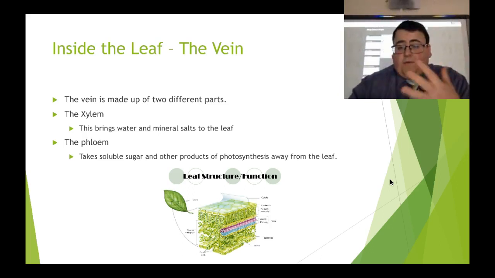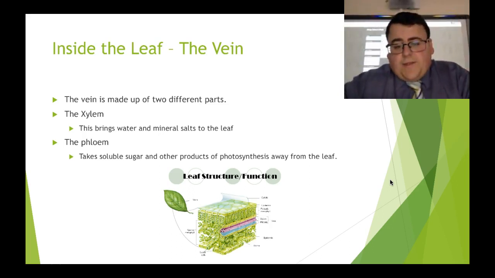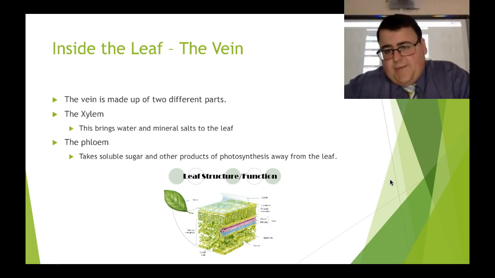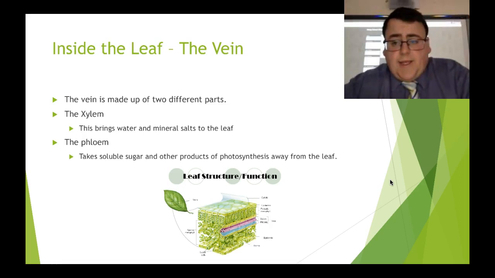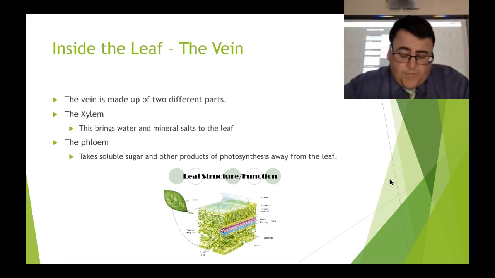Now inside the leaf, we're also going to look at the vein. The vein is made up of two different parts: the xylem and the phloem, and these are really important. We're going to talk about these in more detail on the next slide. The xylem is responsible for bringing water and mineral salts to the leaf, while the phloem is taking soluble sugars and other products of photosynthesis away from the leaf. So xylem and phloem work like your arteries and veins, but a little bit different because it's a different organism.